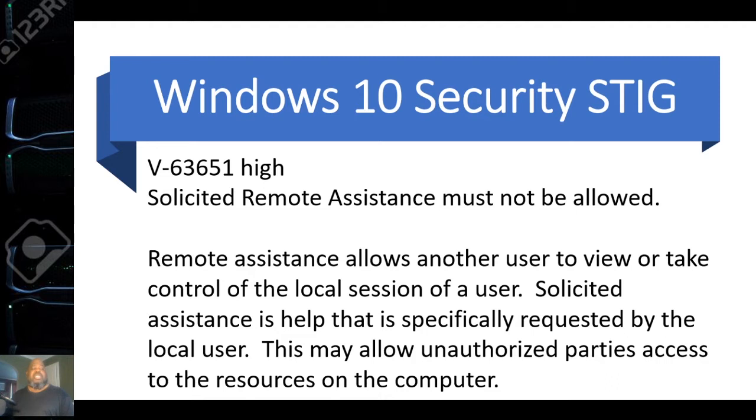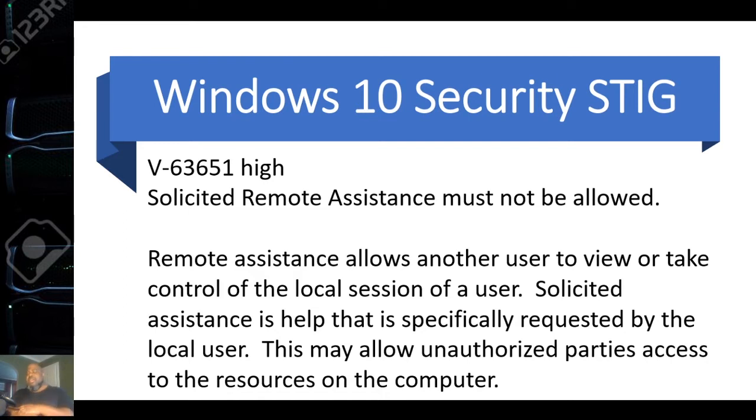Vulnerability 63651, high. Solicited remote assistance must not be allowed. Remote assistance allows another user to view or take control of the local session of a user. Solicited assistance is help that is specifically requested by the local user. This may allow unauthorized parties access to the resources on the computer.